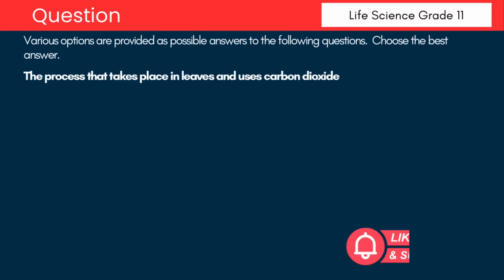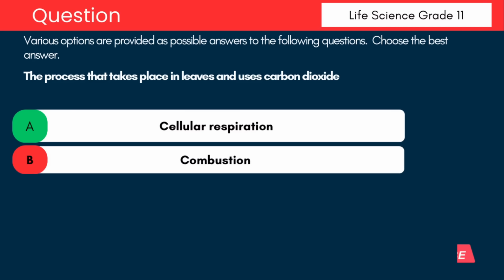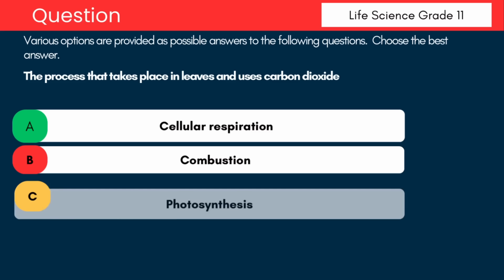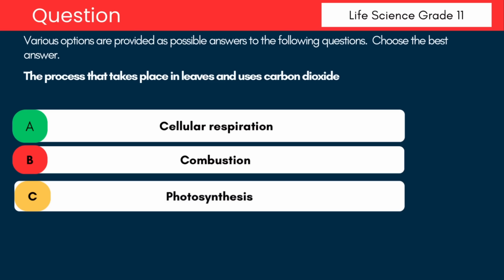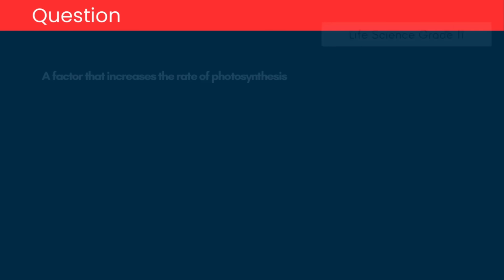Question. The process that takes place in leaves and uses carbon dioxide. A. Cellular respiration. B. Combustion. C. Photosynthesis. D. Transpiration. The correct answer is C. Photosynthesis. Photosynthesis uses carbon dioxide, water, and sunlight to produce glucose and oxygen. This process occurs mainly in the chloroplasts of leaf cells.